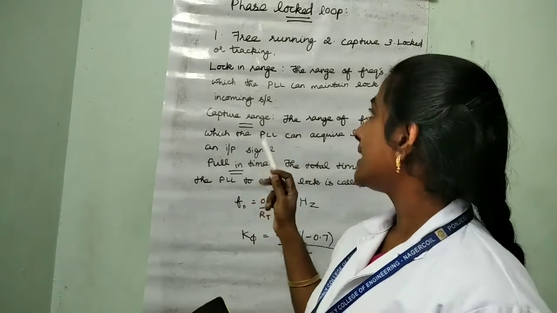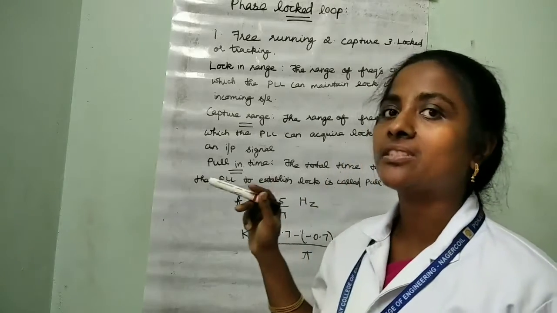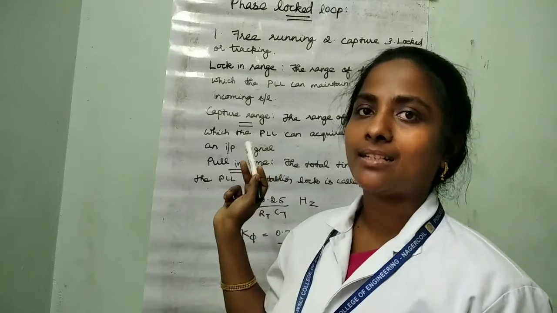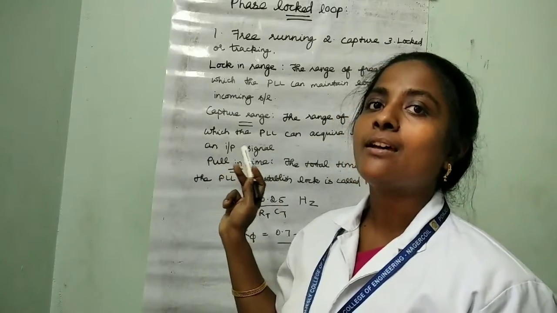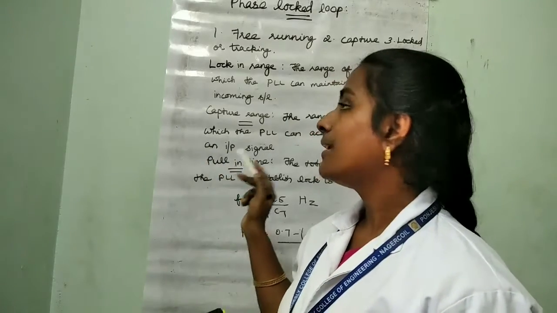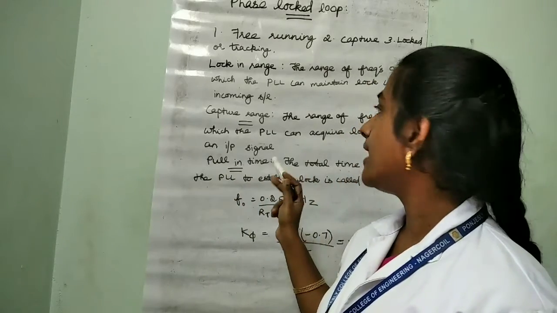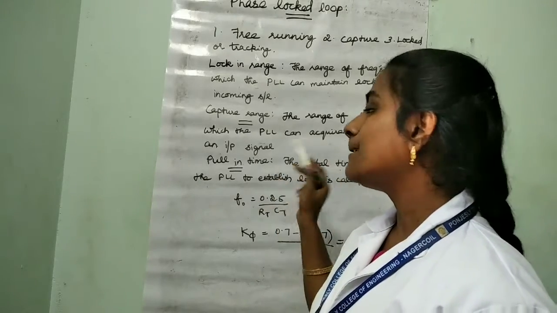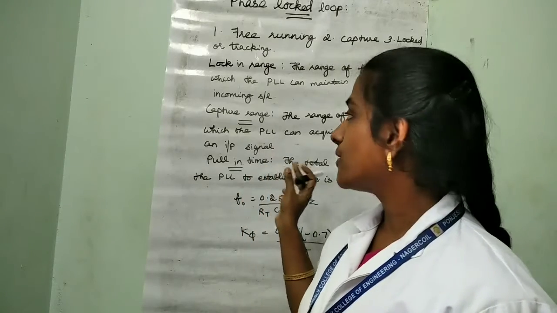First one is the lock-in range. Lock-in range means the range of frequencies over which the PLL can maintain lock with the incoming signal. This lock-in range is expressed as a function of voltage controlled oscillator frequencies. Next one is the capture range, the range of frequencies over which the PLL can acquire lock with an input signal. This also is expressed as a function of frequency F0.